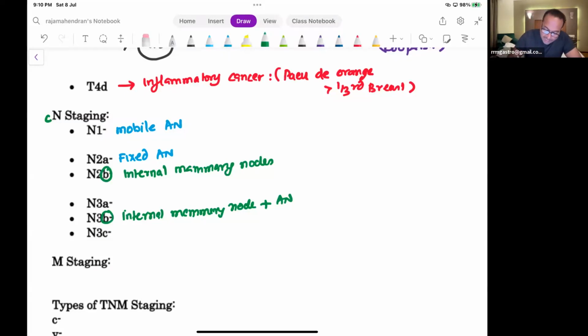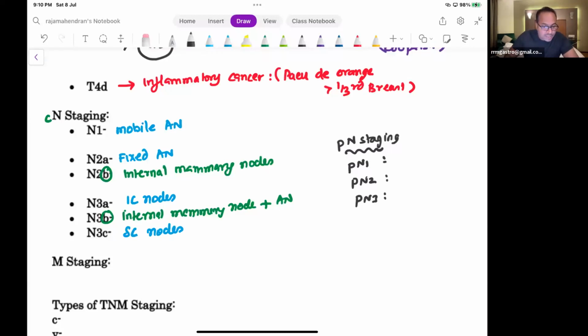What is N3A? Infraclavicular nodes. N3C is supraclavicular nodes. So this is clinical N staging. Here itself, let me tell you, there is one more N staging known as pathological N staging, which is done by the pathologist from the specimen. What is pN1? What is pN2? What is pN3?